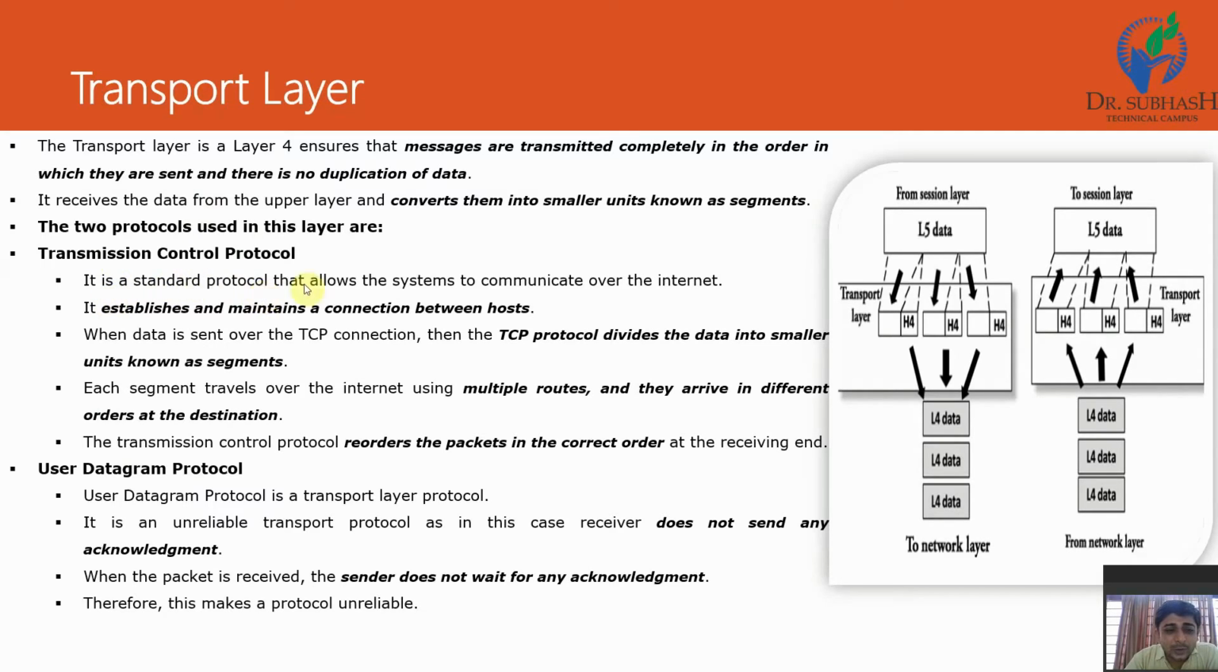TCP is a standard protocol that allows systems to communicate over the internet. It establishes and maintains a connection between hosts, that is workstation 1 and workstation 2. When data is sent over a TCP connection, the TCP protocol divides the data into smaller units, and that is a segment. Now the transport layer compulsorily deals with segments. Each segment travels over the internet using multiple routes and they arrive in different order at the destination. Now there is a problem and there is a mechanism.